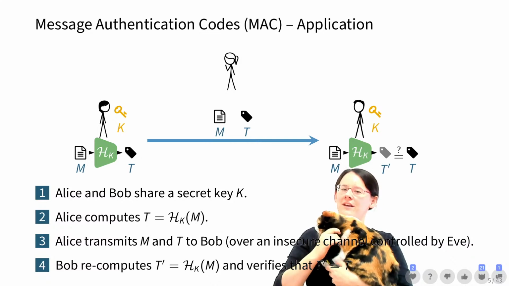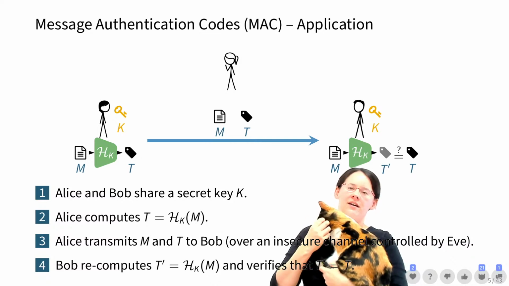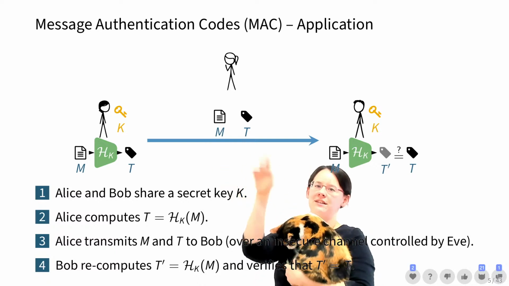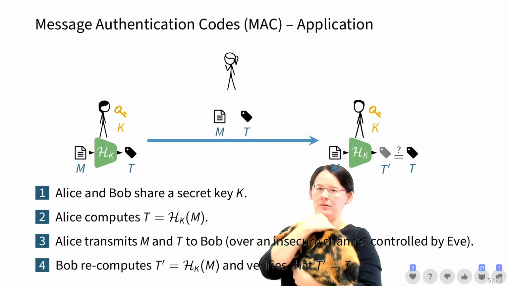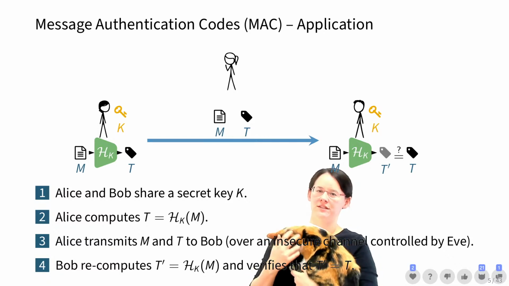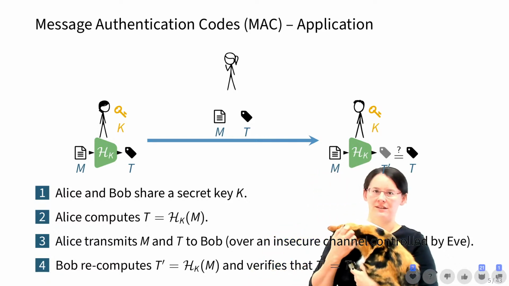But Eve can still not create any new such combinations of her own, even if she has seen many combinations that are valid before. If she tries it with a new message, she doesn't know how to find the corresponding tag.